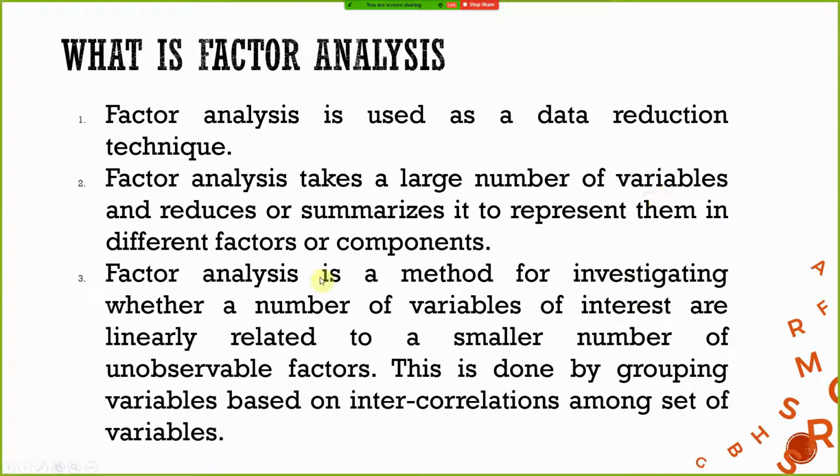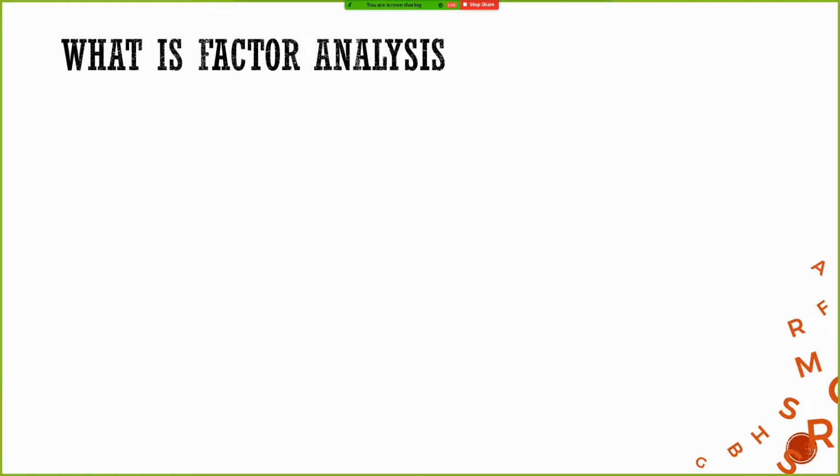Factor analysis is a method for investigating whether a number of variables of interest are related to a small number of unobservable factors. Can these 50-60 items be grouped together and identified as a dimension or a latent variable? This is done by grouping variables based on intercorrelation. How are these items grouped? They are grouped based on their correlation. We'll be looking at a practical example of exploratory factor analysis.